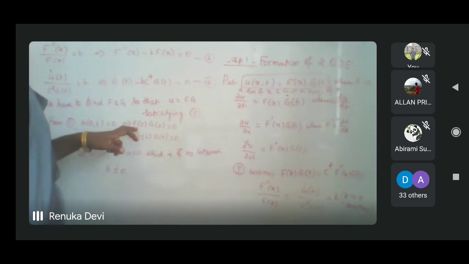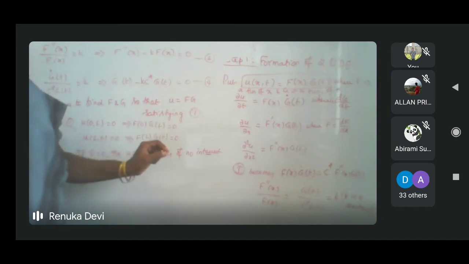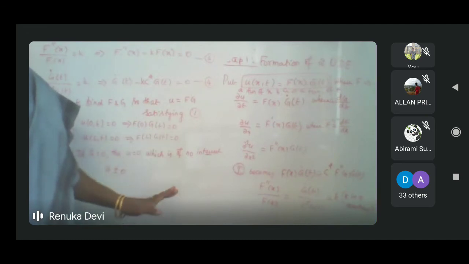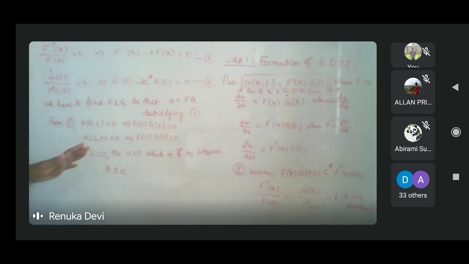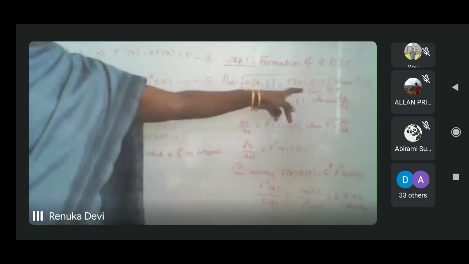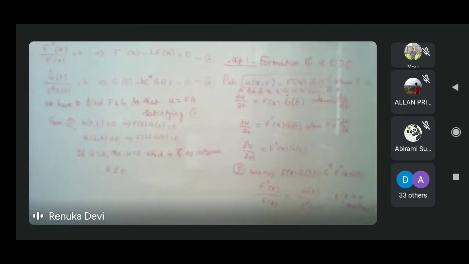f of 0 equal to 0 means that particularly at x equal to 0, f is 0. But g of t equal to 0 means for every t, g is 0. That is the meaning. Therefore, g of t equal to 0 for every t means u will be 0 automatically. Therefore, it is not an existing case. That is not an interesting case.